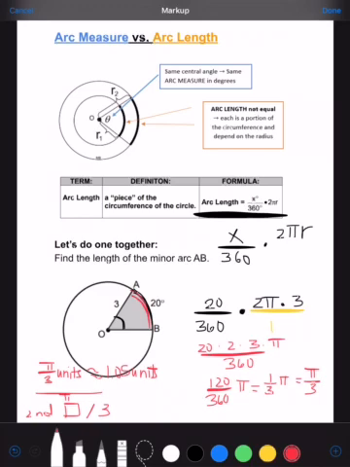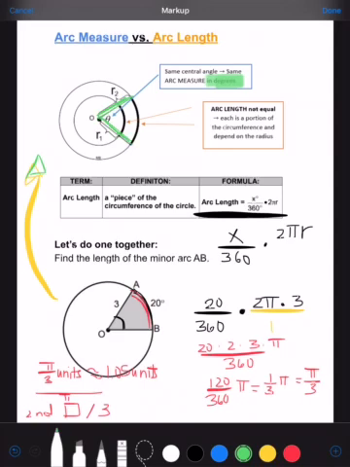Now I'm going to go back up here, because before we talked about arc measure, and now we're talking about arc length. I don't want you to confuse these two terms. When we talk about arc measure, we are talking about the measure of the angle in degrees. We're talking about the angle. So you see, we have this and this.